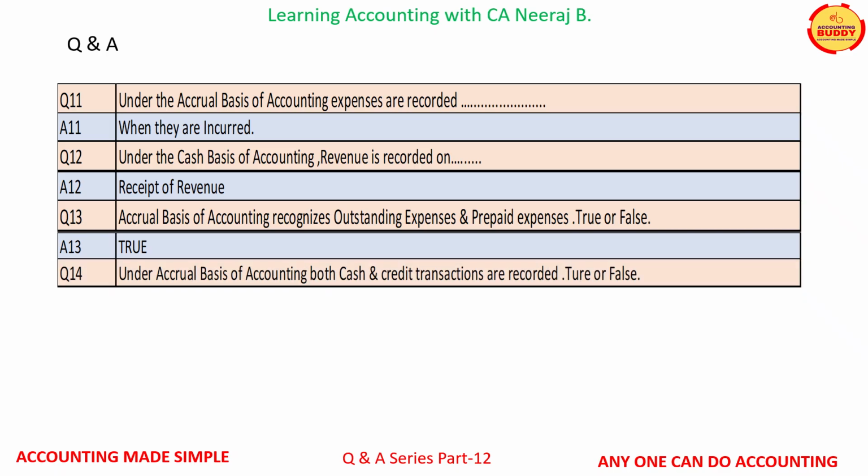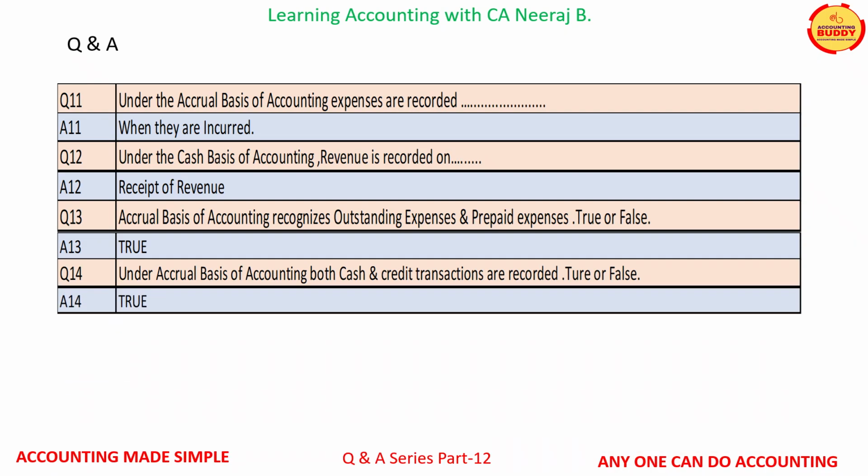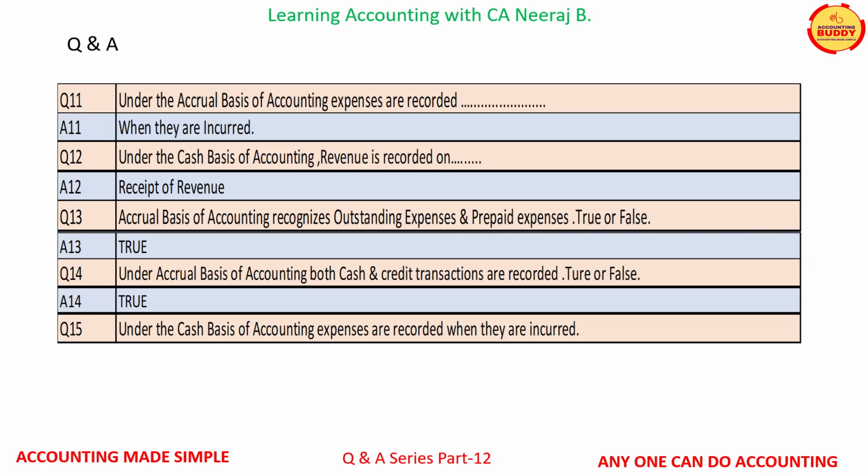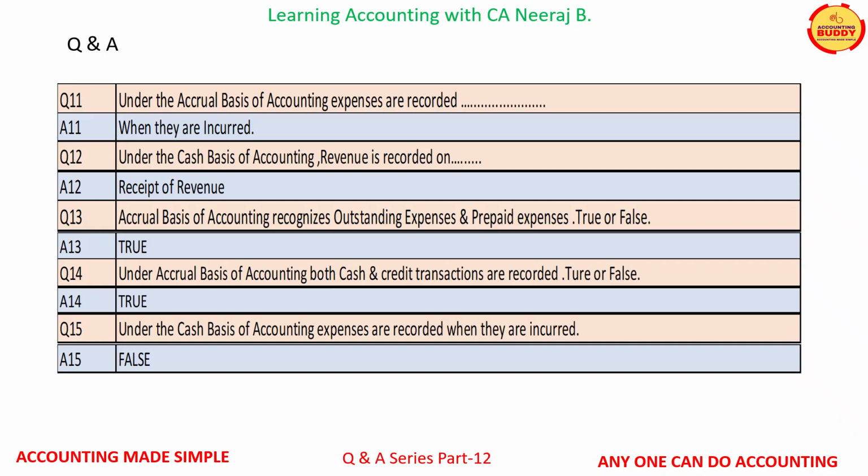Question number 14, under accrual basis of accounting, both cash and credit transactions are recorded. True or false? This is an absolutely true statement. Question number 15, under the cash basis of accounting, expenses are recorded when they are incurred. This is a false statement.